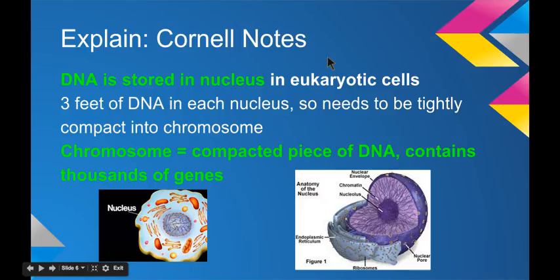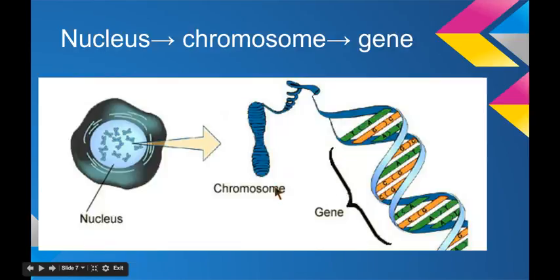DNA is stored in the nucleus of eukaryotic cells. It is almost 3 feet of DNA in each nucleus, so it needs to be wound really tightly, compacted really tightly into a structure called a chromosome in order to fit in the nucleus. So chromosomes are compacted pieces of DNA, and they contain thousands and thousands of genes, those instructions for proteins. Pause the video if you need more time to copy this down.